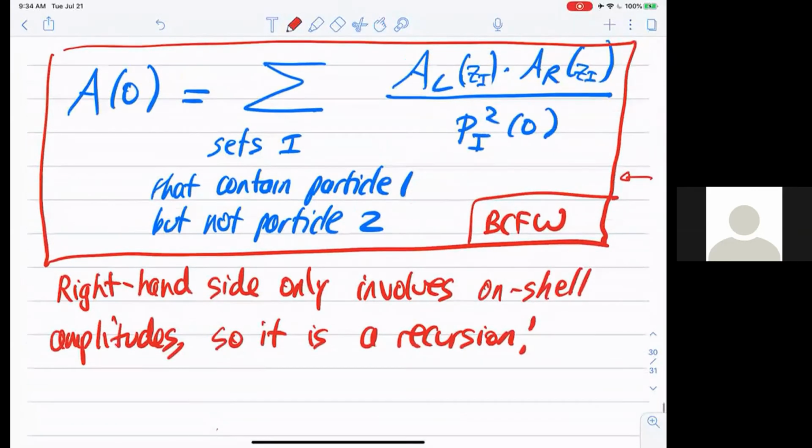So if you have a database of on shell amplitudes up to n particles, you can then start using this recursion to bootstrap your way to higher amplitudes.